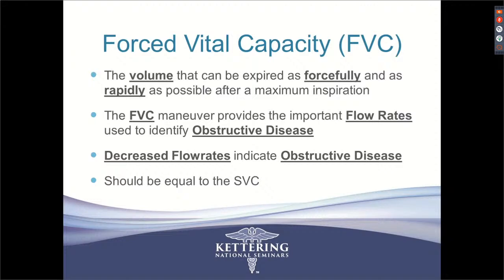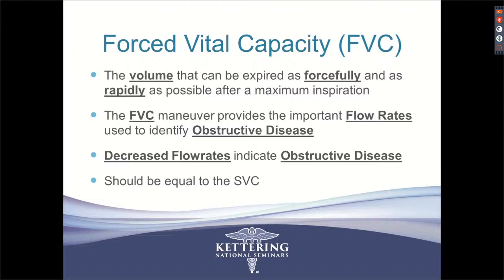Then that brings us down to number 3 on the middle of page 29 there, forced vital capacity. Letter A, this again is a description when the patient takes in a deep breath as they can and then they blow out as hard and as fast as they can. Letter B, the patient instructed, well, I've already said that. Letter C, the FVC maneuver is the procedure that will provide important flow rates used to identify obstructive disease. So again, the FVC helps us get information about obstructive disease, all right?